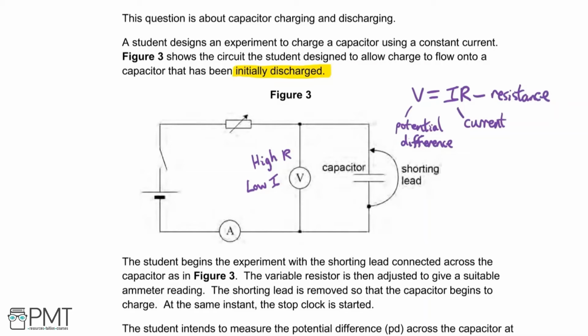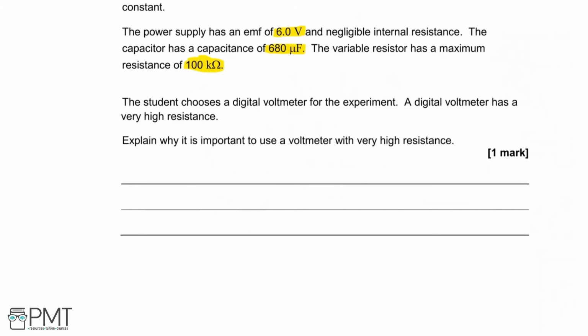So what that then means is that if there's less current going through this branch, then there's going to be more current going through this branch, or a higher proportion of that current. So less charge is going to be lost through that voltmeter. So if we go back to our answer space, if there's a higher resistance, the current through that voltmeter will be lower, so we will lose less charge through that voltmeter.